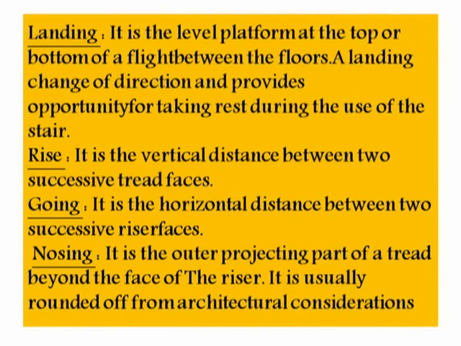A rise. A rise is the vertical distance between two successive tread faces. So whatever the vertical distance is between the two tread faces is known as a rise. Then is a going. It is the horizontal distance between two successive rise surfaces. So when there are two vertical surfaces, the horizontal distance between these two risers is known as a going. For decorative purposes, nosings are provided.